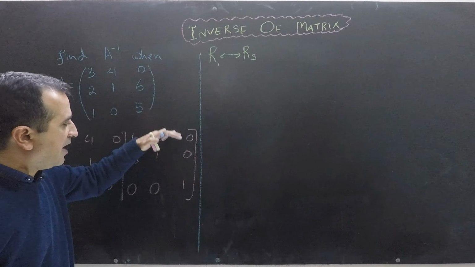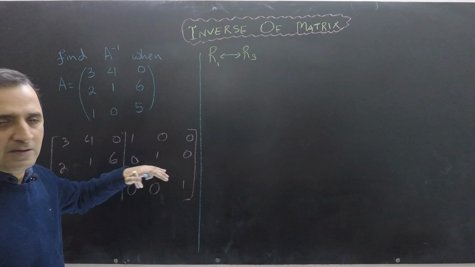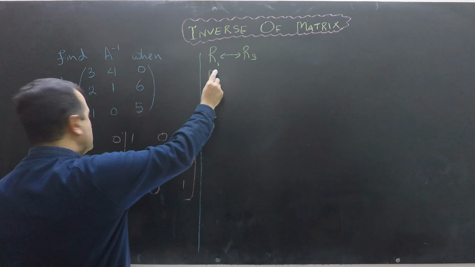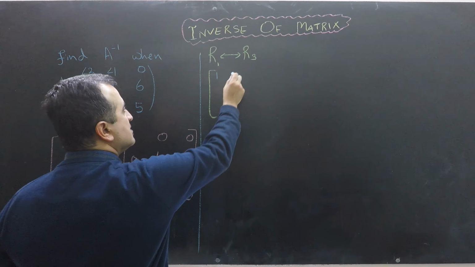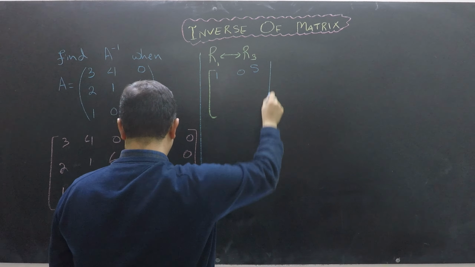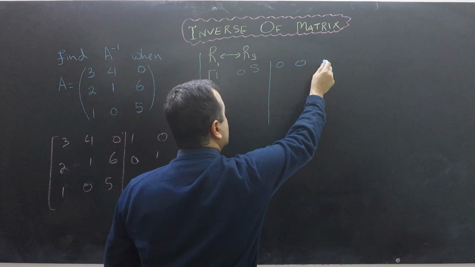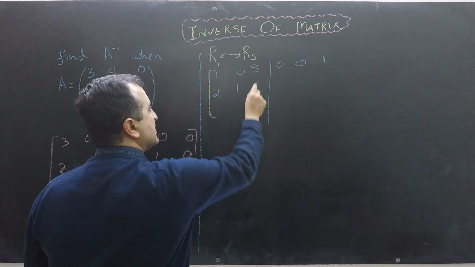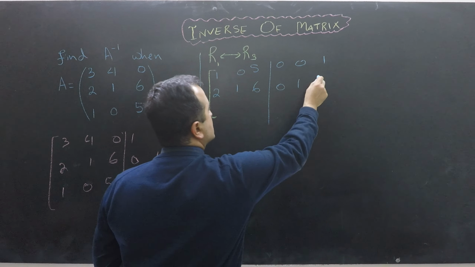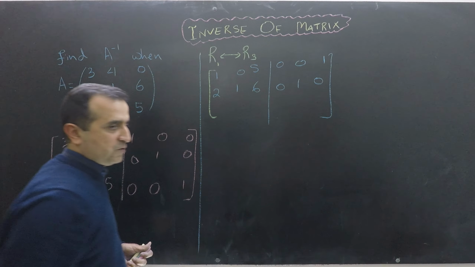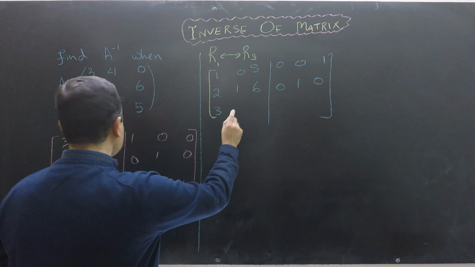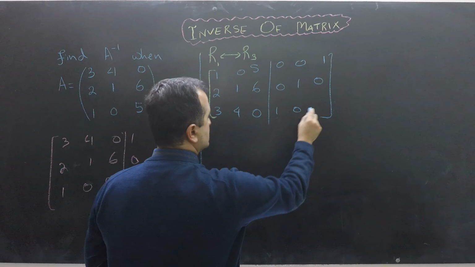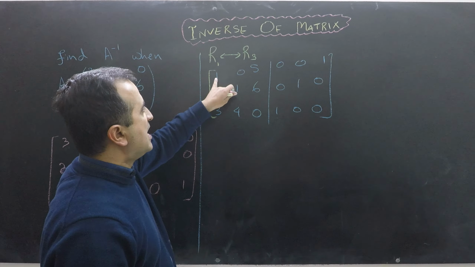And I will also have to do the same swapping here, right? So now my result will be, the first row after the swap is 1, 0, 5 and 0, 0, 1, and the second row will remain the same, which is 2, 1, 6 and 0, 1, 0, and the last row will be the first row, which is 3, 4, 0 and 1, 0, 0. So now we have here 1.